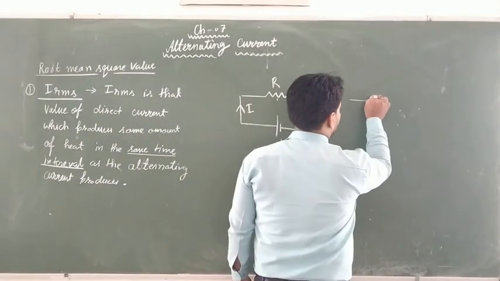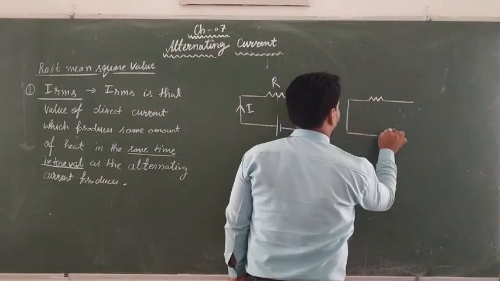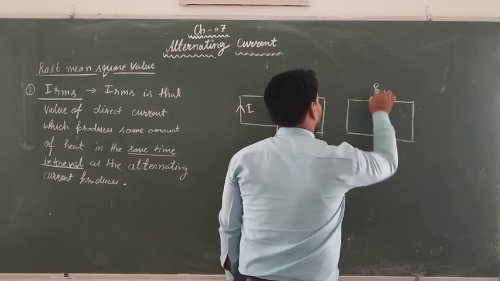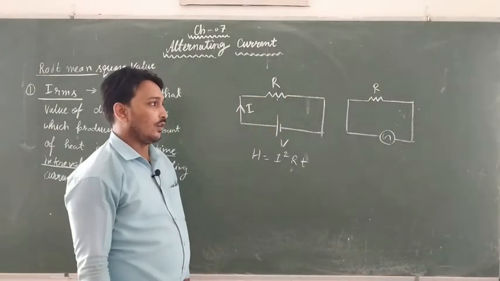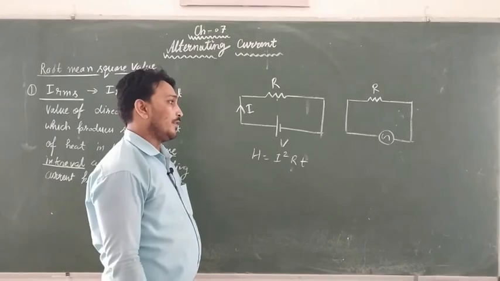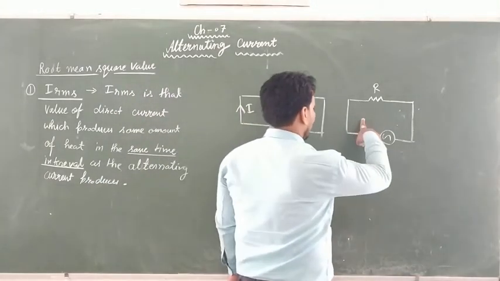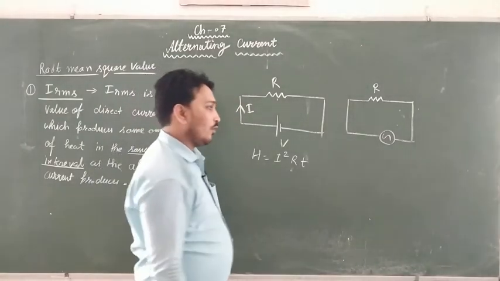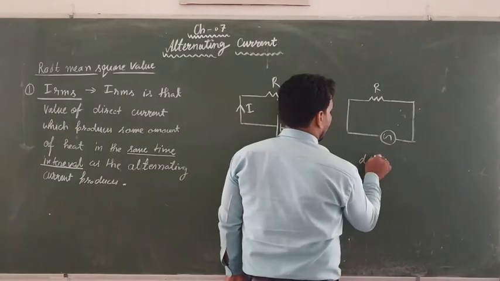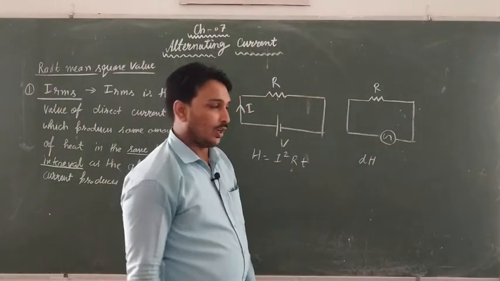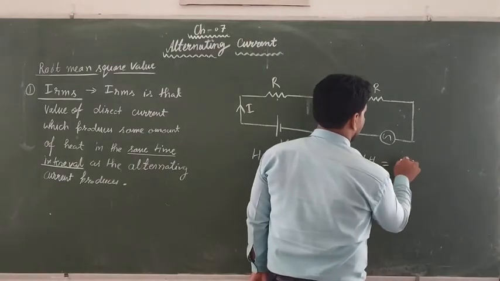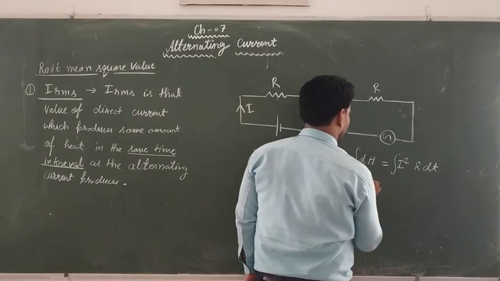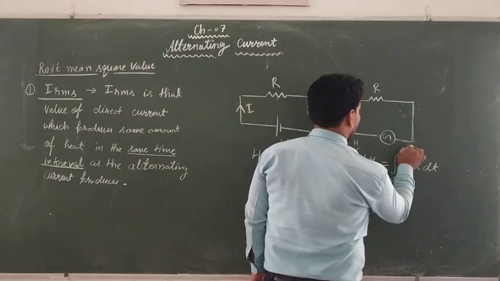And suppose the same resistance is connected to an alternating source. Now the alternating current flows in the circuit. There is no need to show the direction of alternating current because it changes after every half cycle. Now we cannot apply this formula because I changes at every time. So what we are going to do is calculate dH, a small amount of heat produced for a small time interval, given by I square into R into dt. Further it will be integrated from 0 to T.